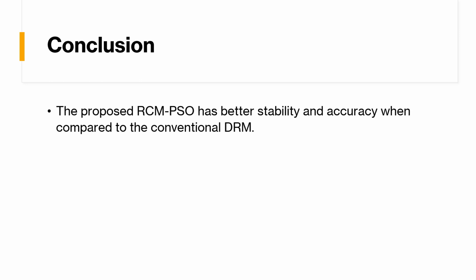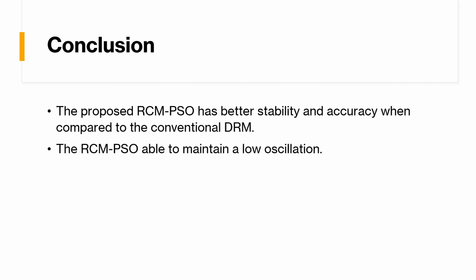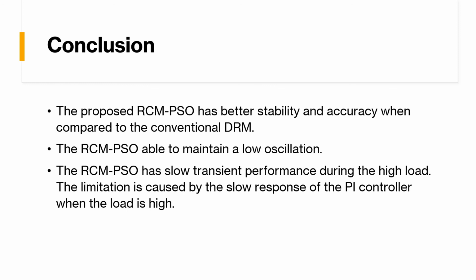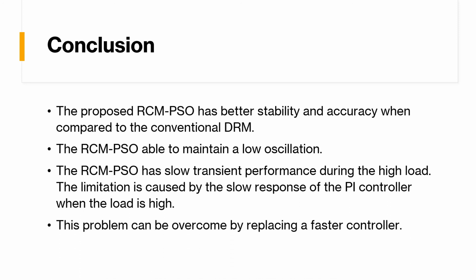Okay, we can conclude. So the conclusion is the proposed RCM-PSO has better stability and accuracy when compared to the conventional DRM. The RCM-PSO is able to maintain low oscillation, which means better stability. However, the RCM-PSO has a slow transient response during high load. This limitation is caused by the slow response of the PI controller when the load is high. So this problem can be overcome by replacing it with a faster controller.